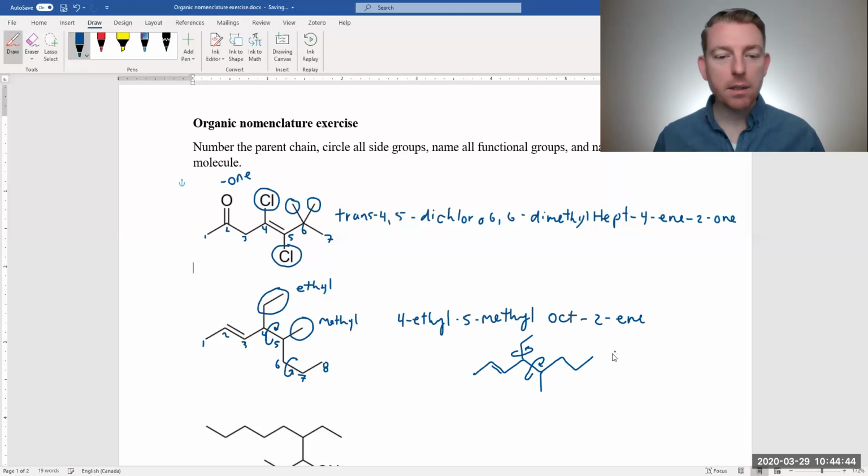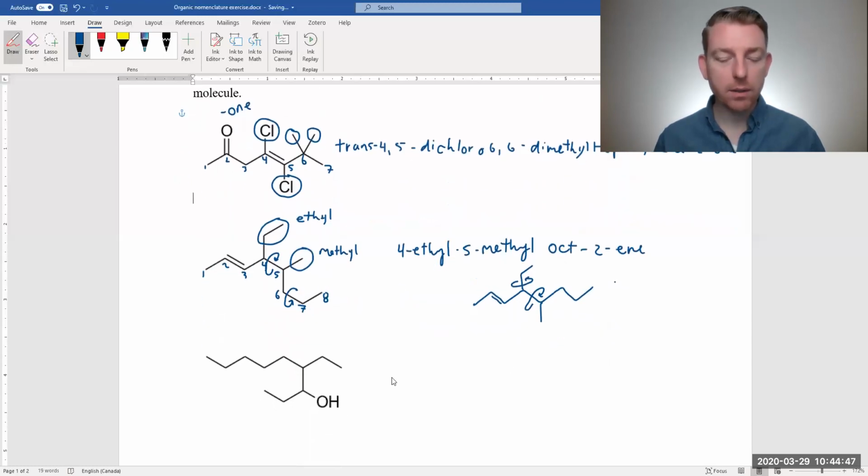All right, let's carry on. What have we got? We see there's an alcohol group, so this hydroxide group is going to make it an alcohol, so we give it the suffix OL. Okay, so that's the alcohol.